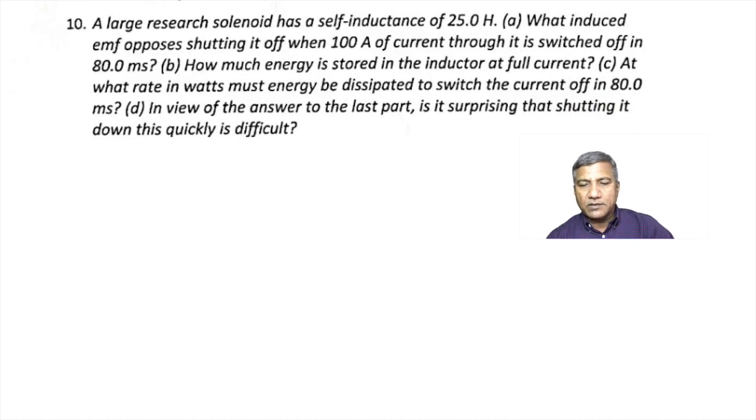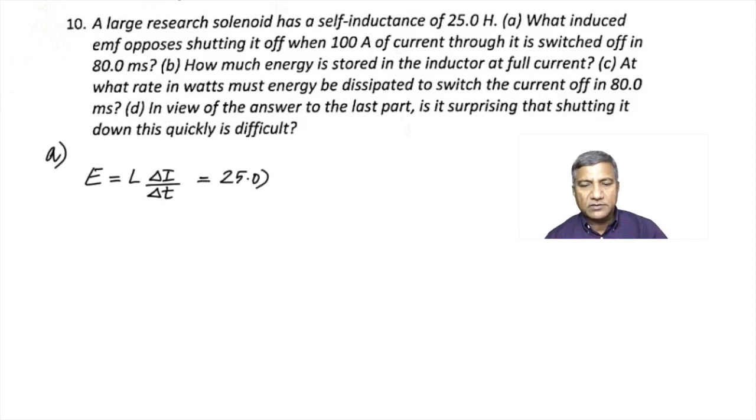Here again in number 10 is something to do with self-inductance. It's a large research solenoid, has a self-inductance of 25.0 Henry. What induced EMF opposes shutting it off? So here you can see the current is shut off. It's a decay of current. When 100 ampere of current through it is switched off in 80 milliseconds. Again, the current goes from 100 ampere to 0 ampere in 80 milliseconds. So we have the change in current, we have the change in time, and then we have the self-inductance. So using the same formula as before, E is L delta I by delta T.